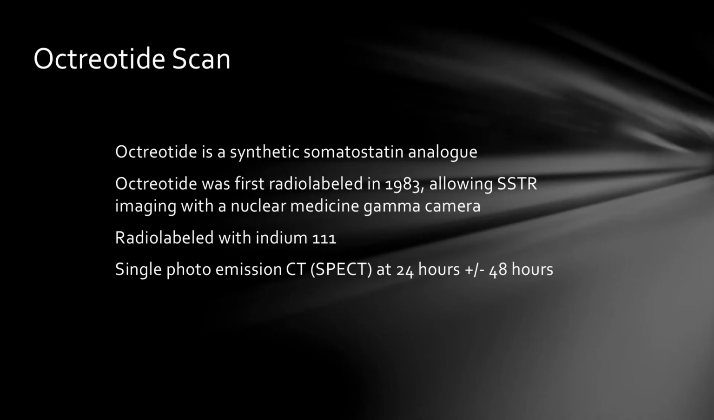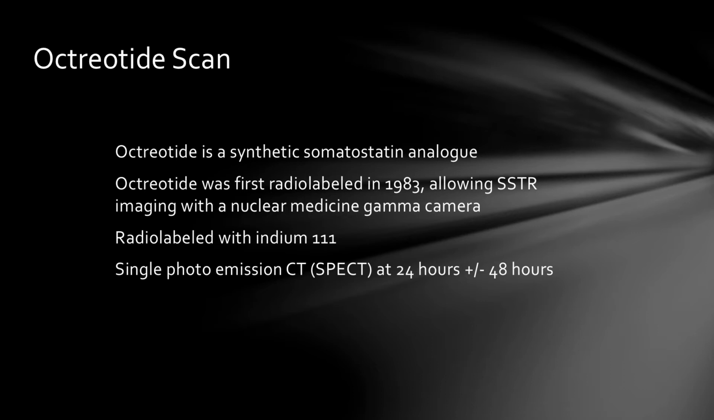When we talk about functional imaging, the original functional imaging method for neuroendocrine tumours was something called an octreotide scan, which first became available in the 1980s. Octreotide is a synthetic somatostatin analogue, so it's a mimic of somatostatin, which binds to the somatostatin receptor on the cell surface of neuroendocrine tumour deposits.